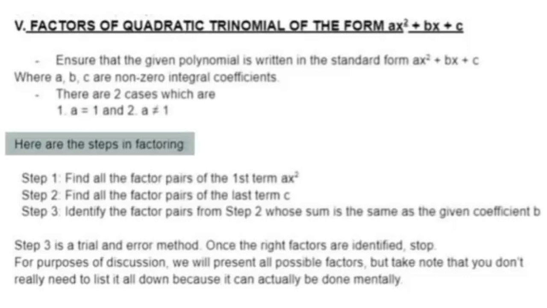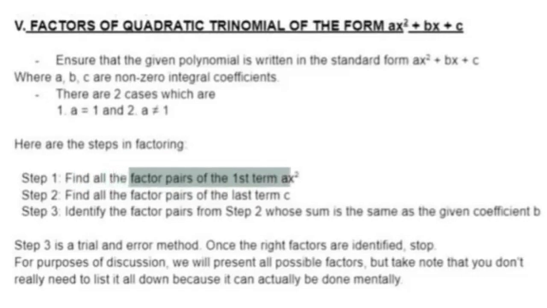Here are the steps in factoring. Step 1. Find all the factor pairs of the first term ax squared. Step 2. Find all the factor pairs of the last term c. And step 3. Identify the factor pair from step 2 whose sum is the same as the given coefficient b. Step 3 is a trial and error method. Once the right factors are identified, stop.